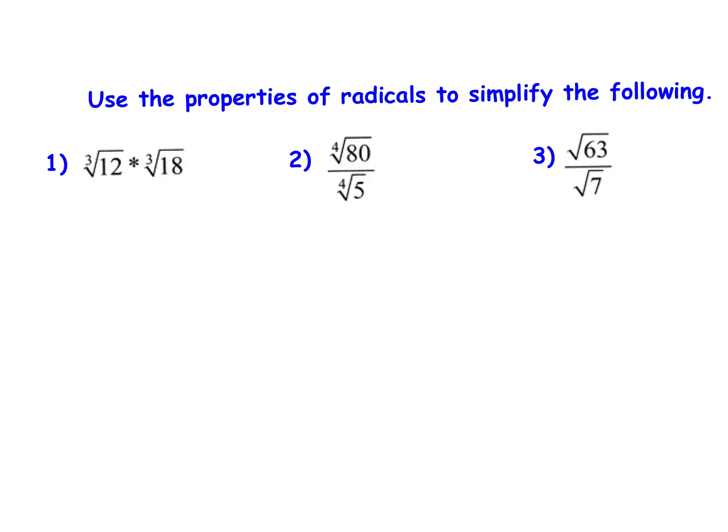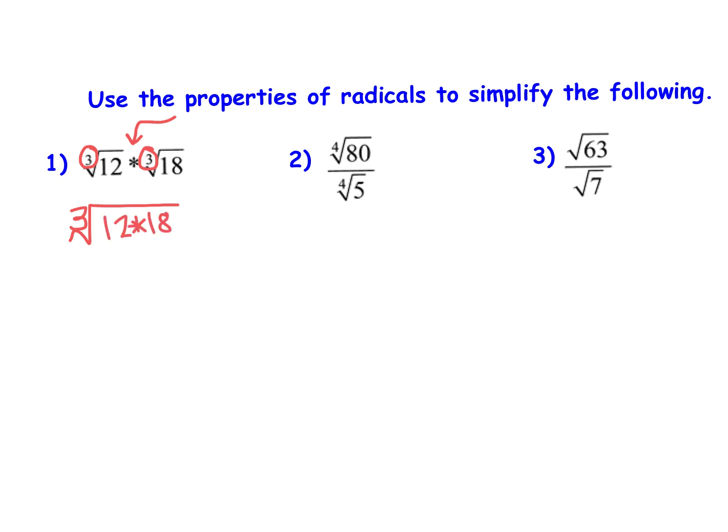So let's work through three different examples together. In this first one, I noticed that I have multiplication between two radicals with the same root, and right now neither one of those really simplifies to anything nice. So I'm going to try the product property of radicals to see if it simplifies in a different way. Since both have the third root, I put the third root on the outside, and then I have 12 times 18, all underneath one root.